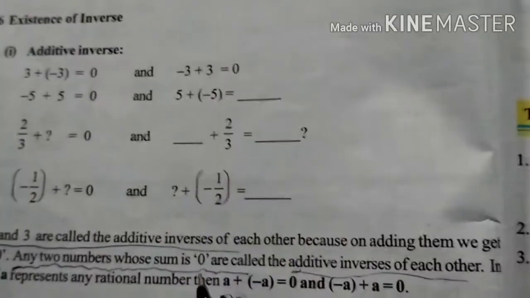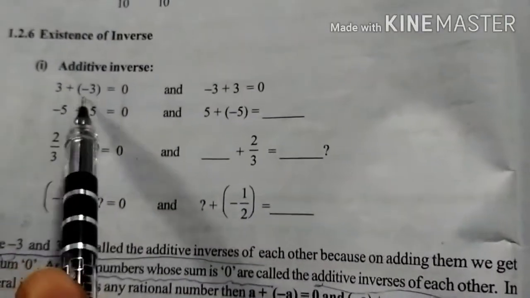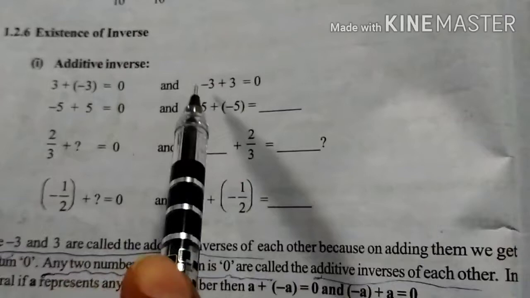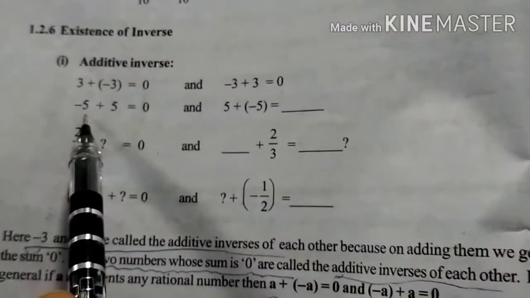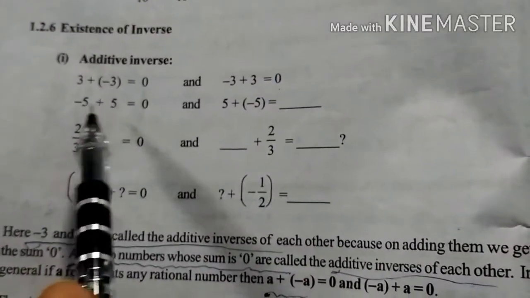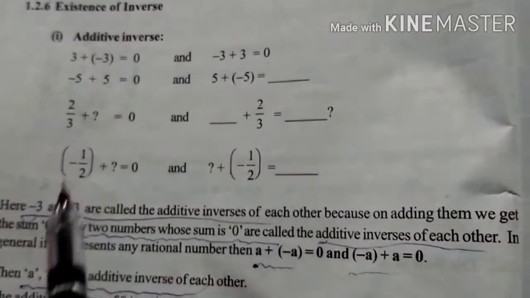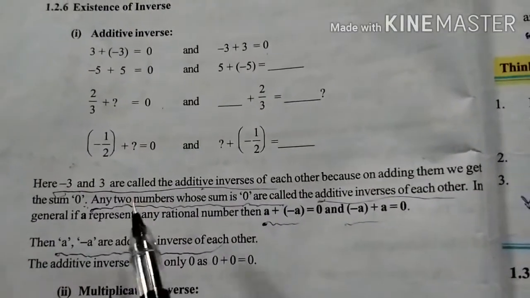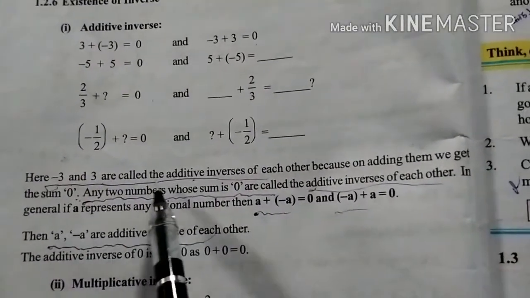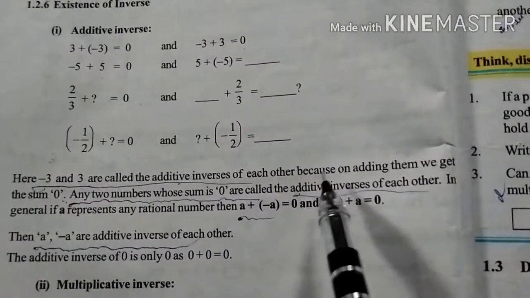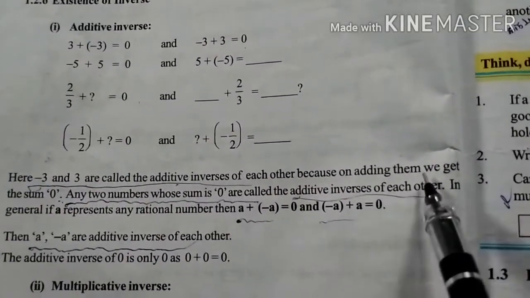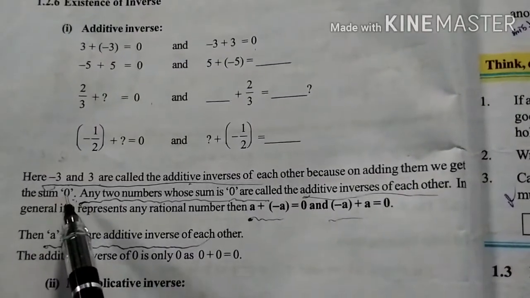Next, one more you can see here, existence of inverse. You know that 3 plus minus 3 is how much? 0. Minus 3 plus 3 is 0. Here minus 5 plus 5 is 0. Both are opposite symbols. Plus 5 minus 5, will you get 0 or not? So here you can see, minus 3 and plus 3 are called additive inverses of each other, because on adding them we get the sum as 0.